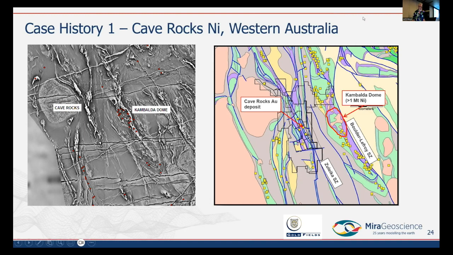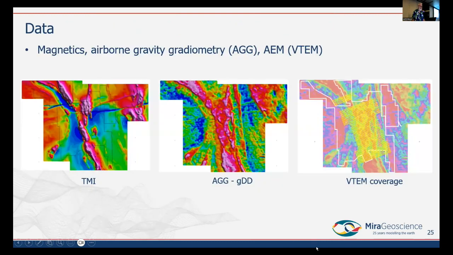And separating the Kambalda stratigraphy from the Cave Rocks strat is this Zuleika shear zone, which runs up the eastern side of Cave Rocks. So we were lucky in this project, we had really good geophysical data coverage. So we had good magnetic data, coverage of Falcon airborne gravity gradiometry. So that's really good gravity coverage.